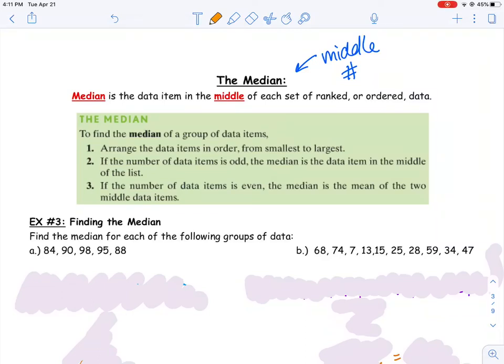All right, here's our second video for section 12.2. We're going to cover examples 3 and 4 in this video. In this section, we've already talked about mean, or finding the average.